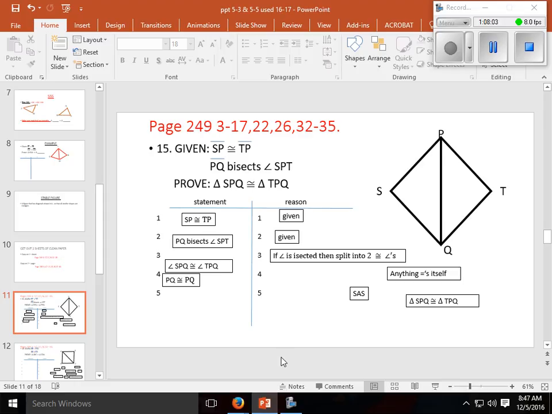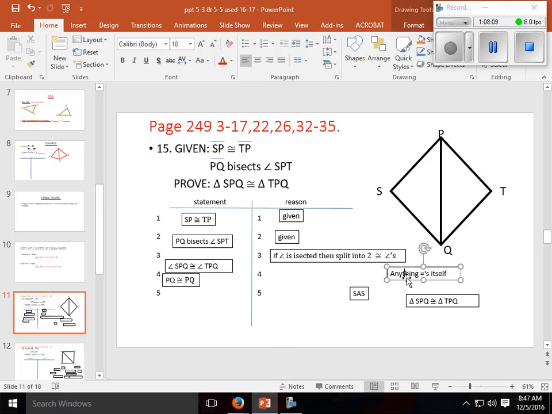Segment PQ is congruent to segment PQ, is that right? Yeah. And then how did Sam know what Silas said there? How did he know the PQ? Anything equals itself.